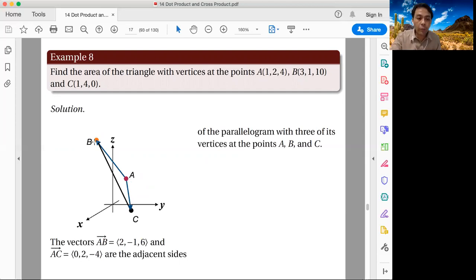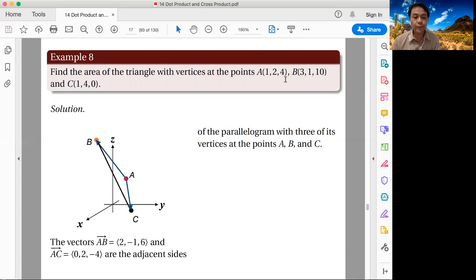So the parallelogram will look like this. If you just reflect this side here about the line BC, you get the other part of the parallelogram. So let's get the two vectors AB and AC. And that's easily done by subtracting. I hope you remember, you just get the head minus the tail. So the vector AB is 3 minus 1, that's 2. We get 1 minus 2, that's negative 1, and 10 minus 4 is 6.